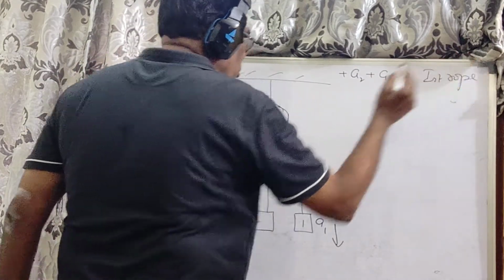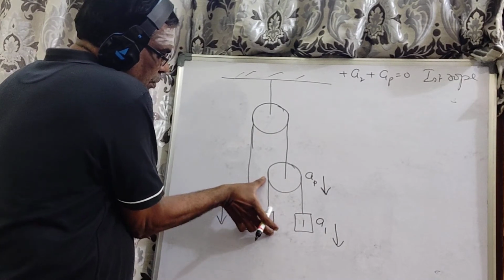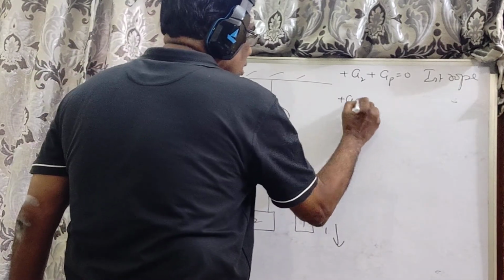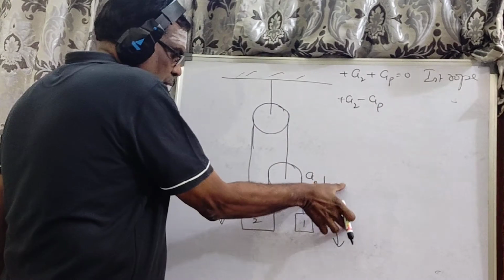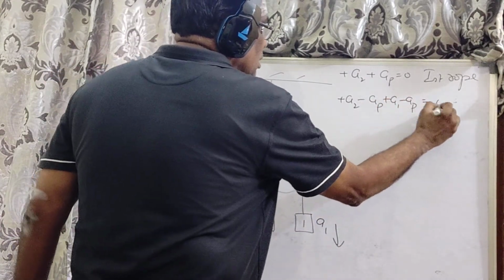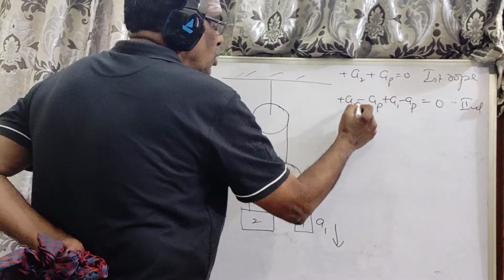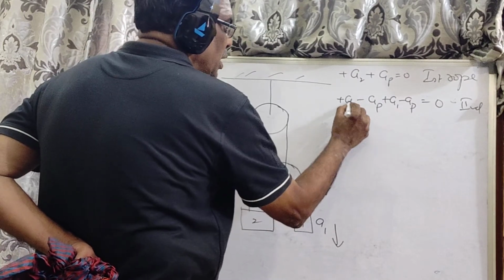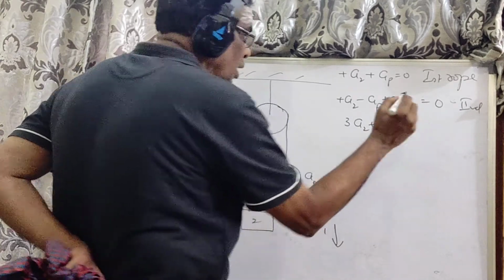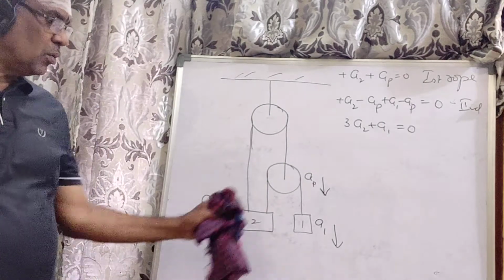First rope. Second rope. Plus A2. What is happening to this? Decreasing. Plus A2 minus AP plus A1 minus AP is equal to 0. Second rope. What are you getting? Here AP is equal to minus A2. So you become A2, A2, A2. What are you getting? A very, very interesting result. A1 plus 3A2 is equal to 0.